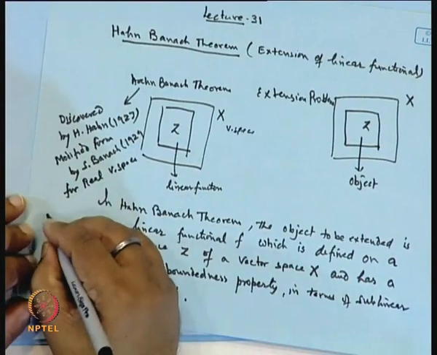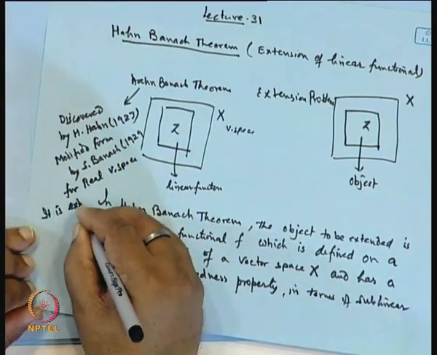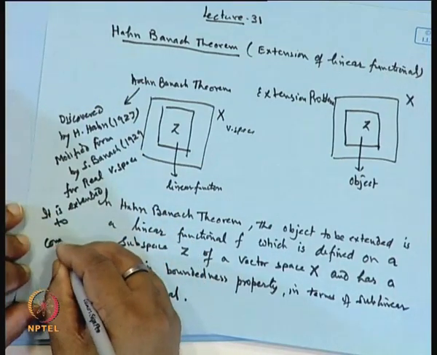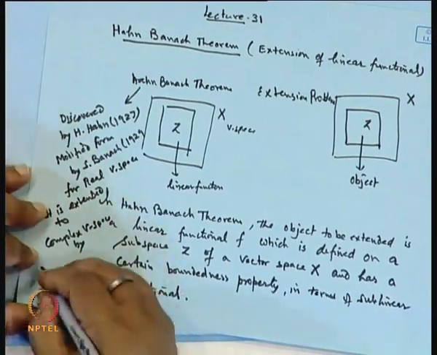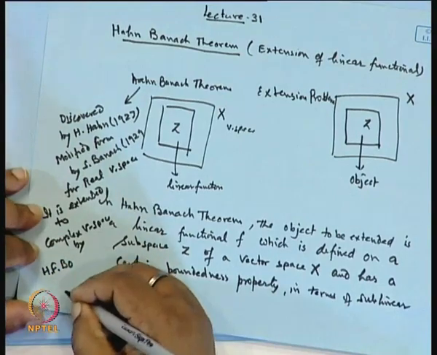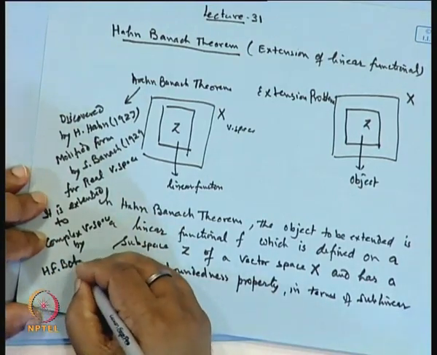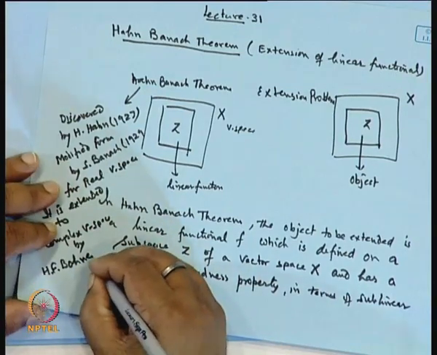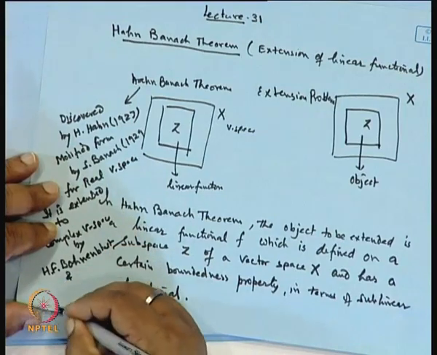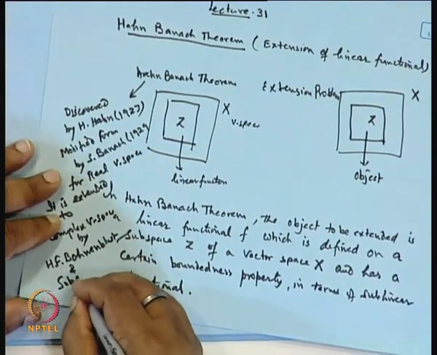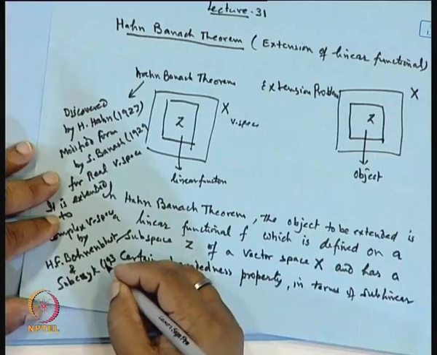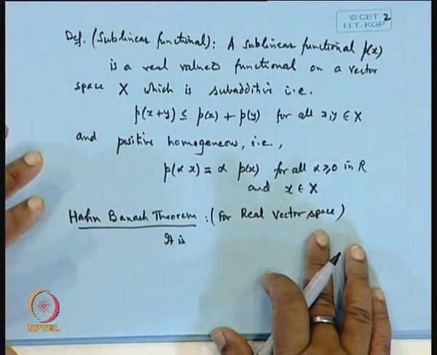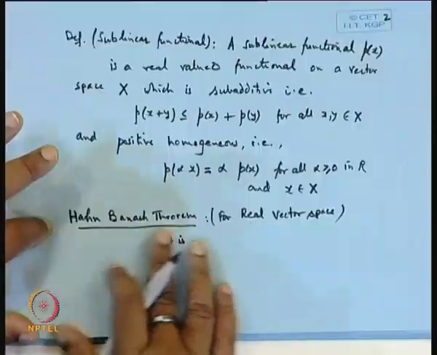Later on it was extended to complex vector spaces by H. F. Bohnenblust and A. Sobczyk in 1938. We will discuss this Hahn-Banach theorem first for the real vector space, which was discovered by Hahn and Banach. That is why it is called the Hahn-Banach theorem.